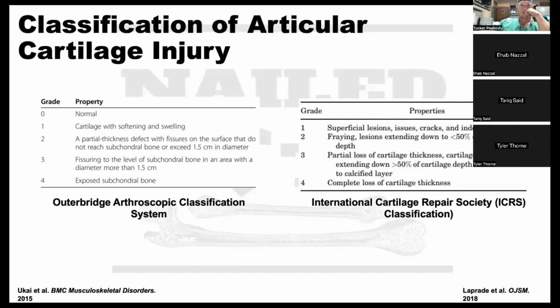And then for the ICRS classification, kind of the same idea. It's really just how much cartilage thickness loss you have. Starting with grade 1, you have superficial lesions, and then getting down to intermediate lesions like grade 3, you have greater than 50% of your cartilage depth, all the way down to the calcified layer. And then when you get to grade 4, you have a complete loss of cartilage thickness.